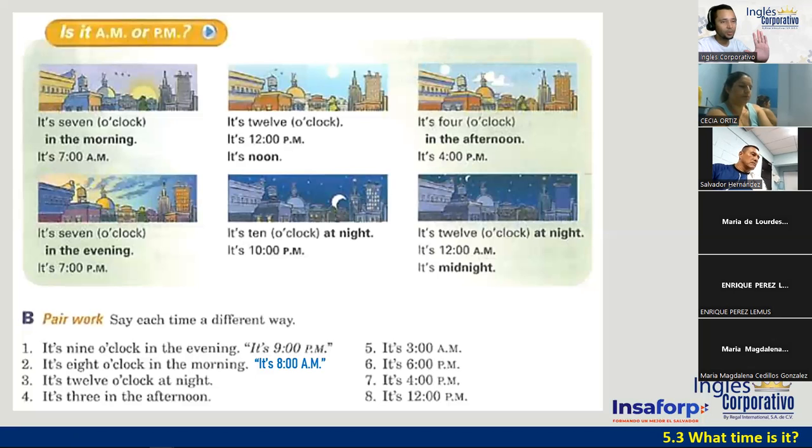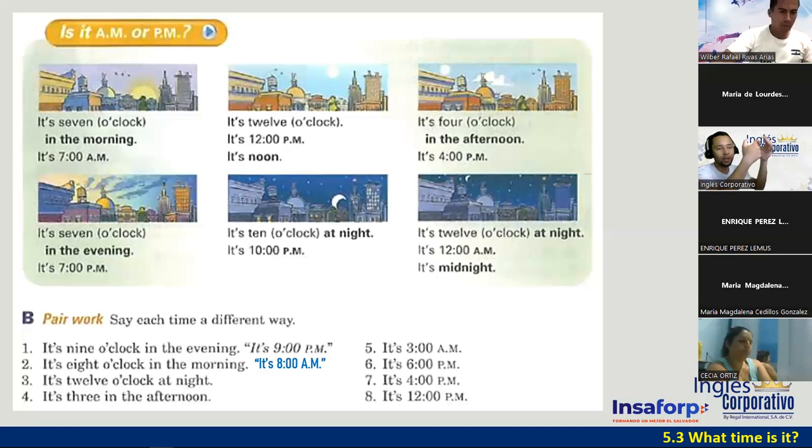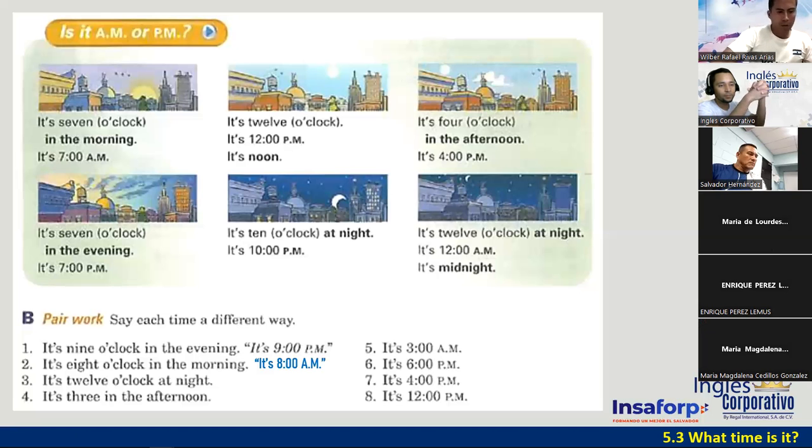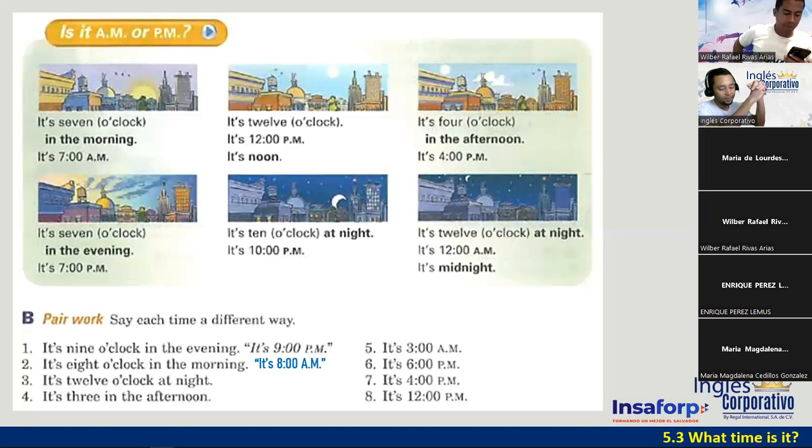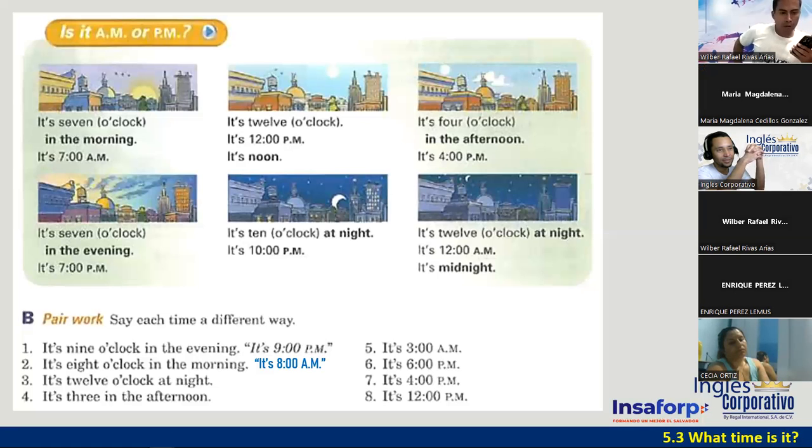Who knows? Raise your hand, please. Wilber Rafael, then Maria Lourdes. It's 8 p.m. Can you repeat? ¿Puede repetir, por favor? It's 12 p.m. No exactamente. It's not p.m. Because. What is it? Why?